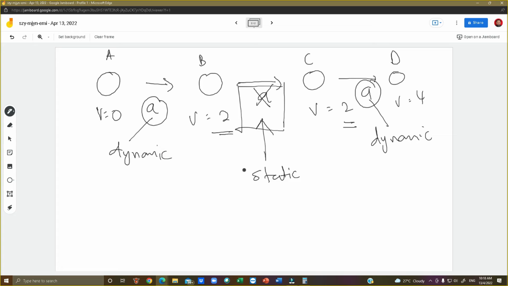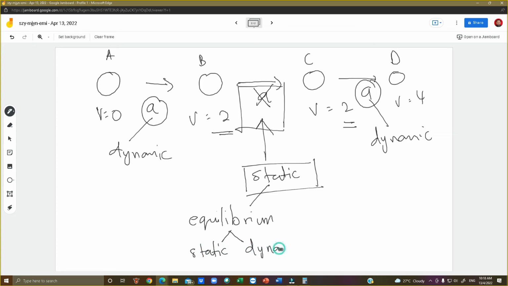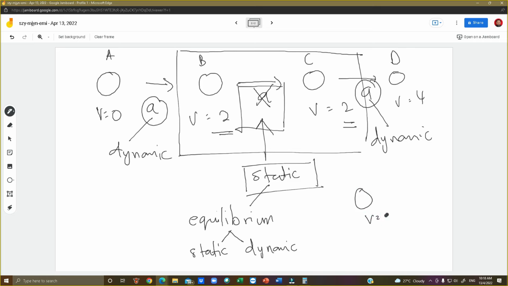Okay, so when the condition is static, it is also known as in a state of equilibrium. And this can be further divided into two: static equilibrium and dynamic equilibrium. This is an example of dynamic equilibrium because the object moves, but it moves at a constant velocity, meaning that there is no acceleration in between. That is dynamic equilibrium. If the object does not move, this is what is known as static equilibrium.